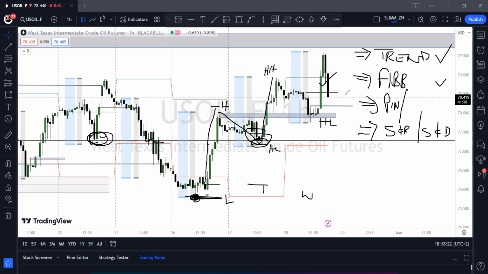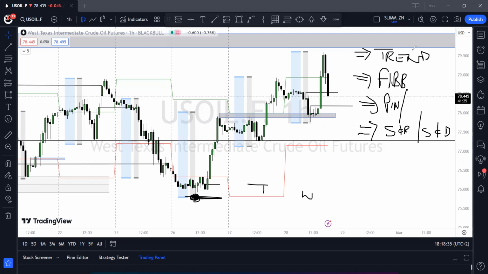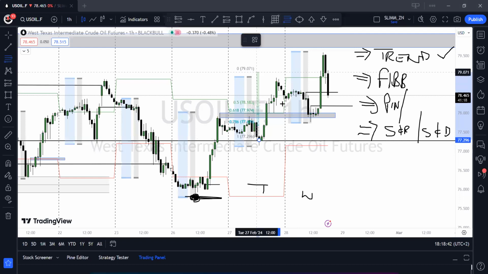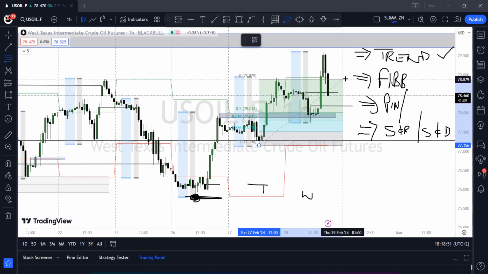The next thing is we want to run a Fib. So if we run the Fib, let me just remove a few of these things. Okay, so we've got the trend. The next thing is we want to run a Fib. So when you grab your Fib tool, you want it to run from the lowest low, which was the highest low in this instance, to the highest high. Then you just want to drag it into the future, right?